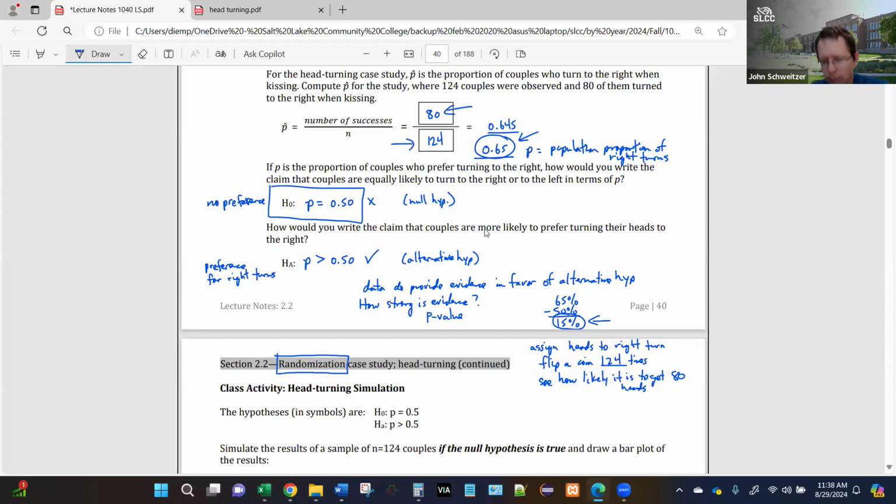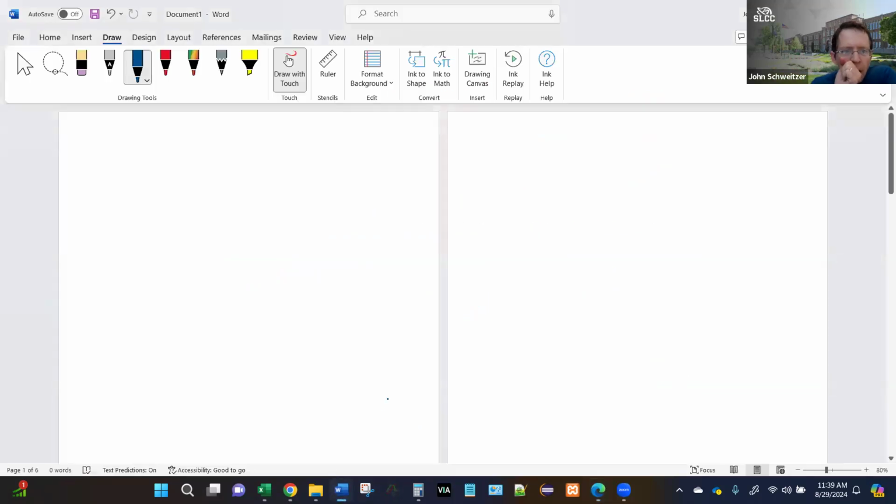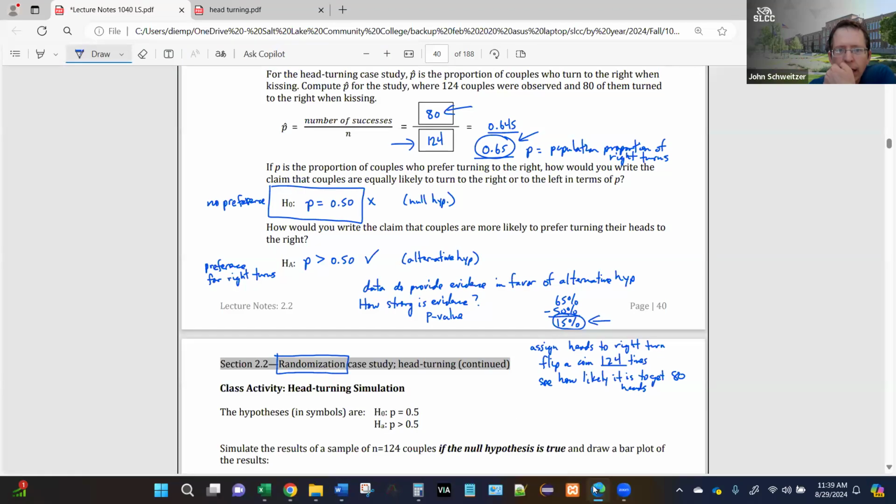And so when we get started with this idea, it's nice to be really hands-on and concrete with this. So I'm going to have you guys flip coins, okay? Now, if you have a physical coin, that's great. But if you're like me, you don't typically have a coin sitting around. So here's what we're going to do. There are 14 students in here. Okay, so there's 14 of you guys that I'm seeing. So we've got 14. How many flips do we need? We need 124 flips because that's how many were in the study, right? There were 124 couples that he looked at.